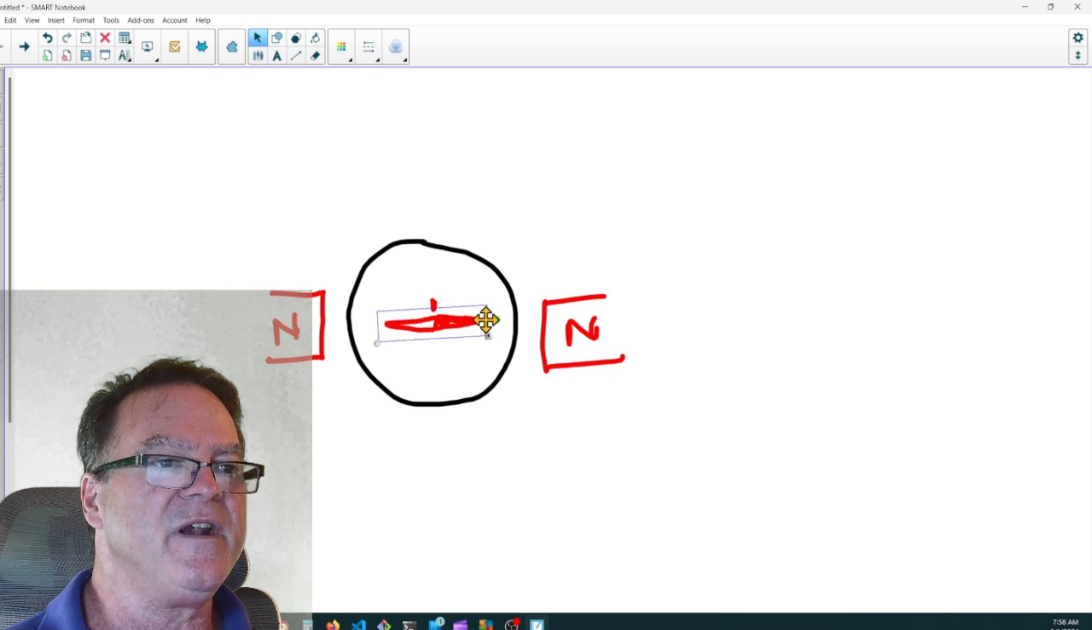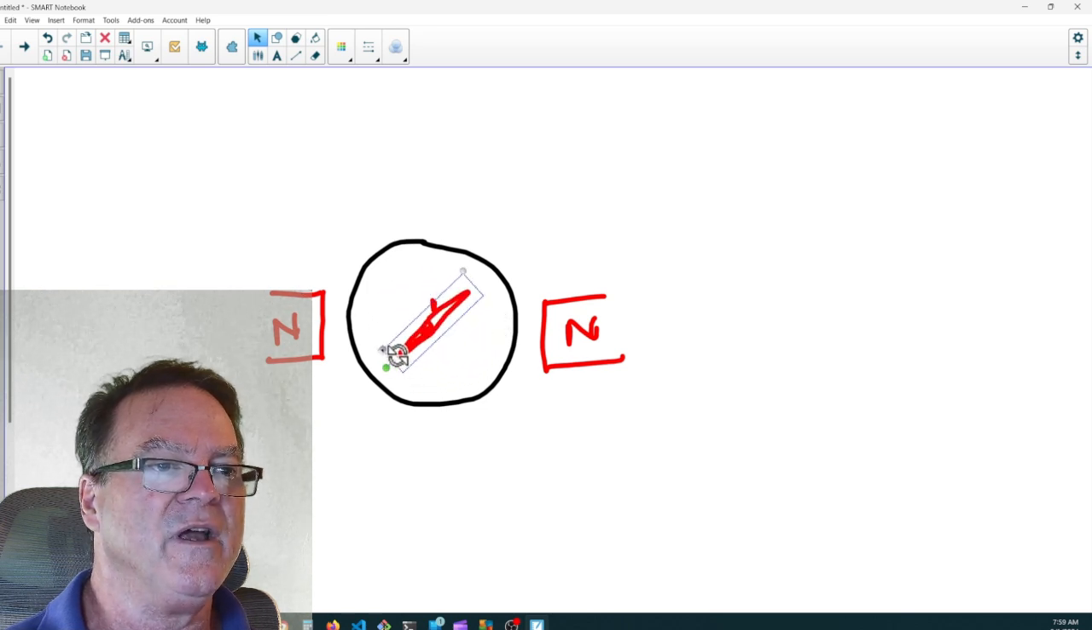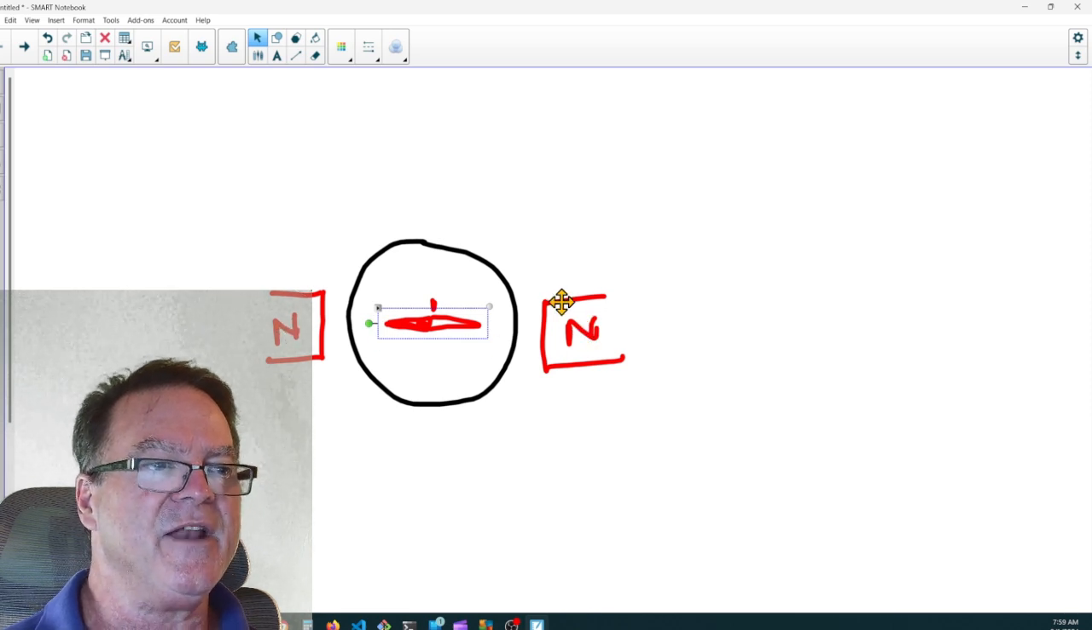And when it gets over here, I'm going to lift this magnet up, and I'm going to set this magnet down, and it's going to repel the North Pole. When it gets over here, I'm going to set this magnet down and pick this one up. And you can do that.